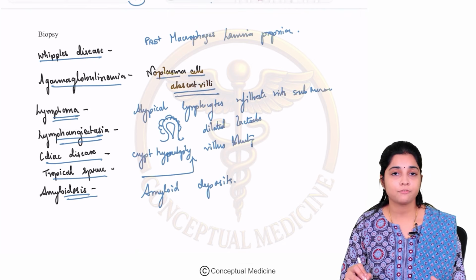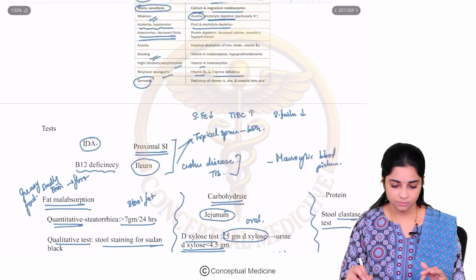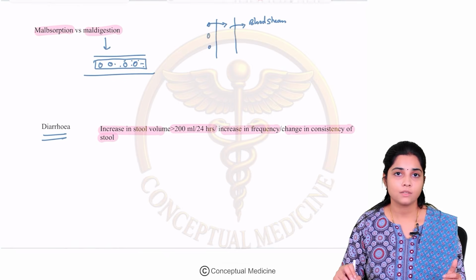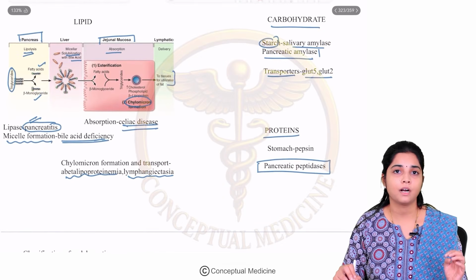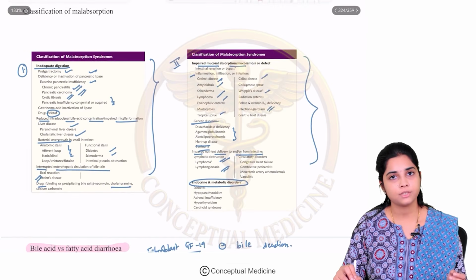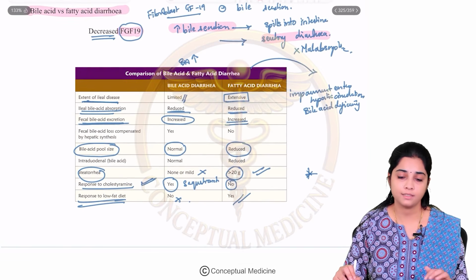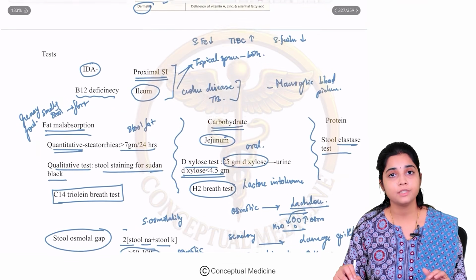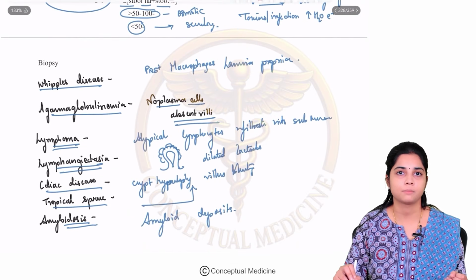With this we have come to the end of the chapter on approach to malabsorption. What have we learned till now? We understood the difference between malabsorption and maldigestion, and the definition of diarrhea. Then we looked at how each of the nutrients are absorbed and how malabsorptive processes can affect each of these stages of absorption. Then we understood the classification and the etiologies, and the difference between bile acid and fatty acid diarrhea. Then we understood how to approach the patient, the clinical findings, the different tests that you have to perform for the diagnosis, and how the biopsy helps in the diagnosis of malabsorptive syndromes.